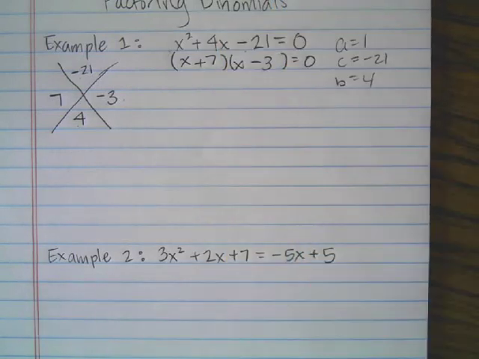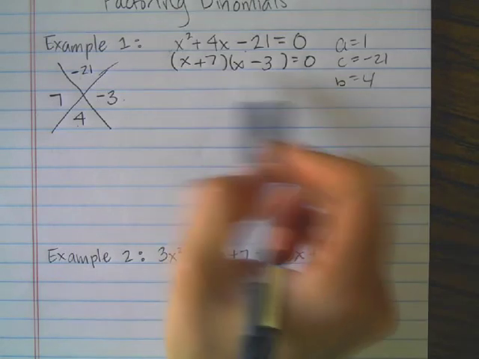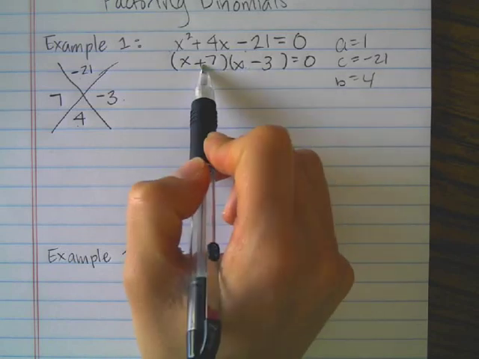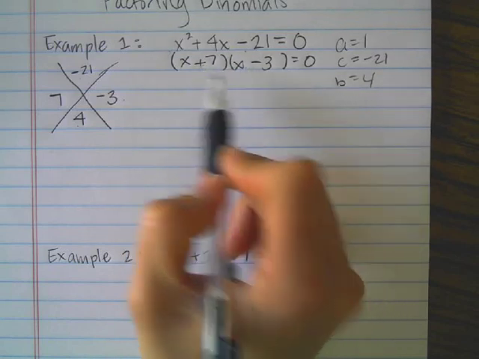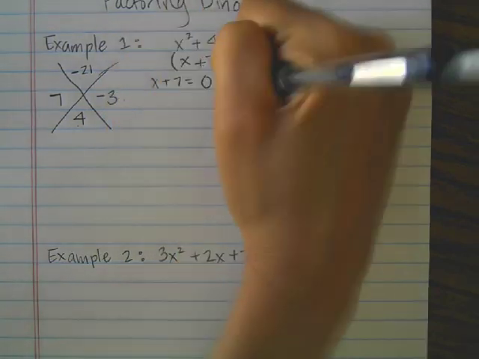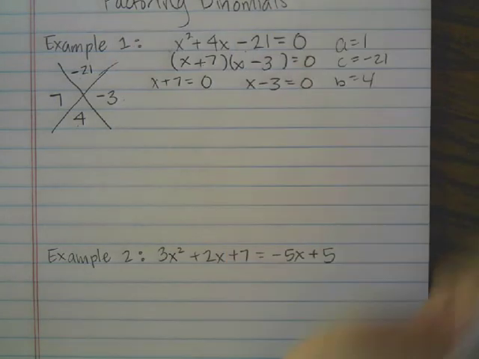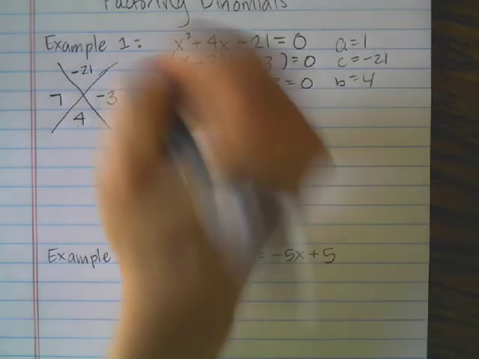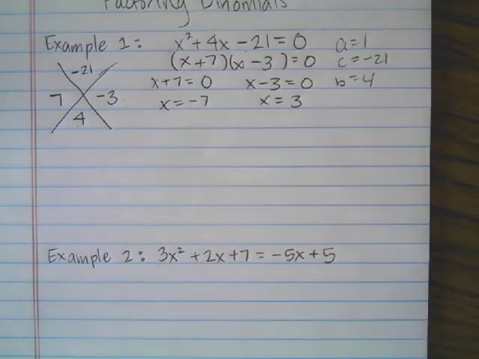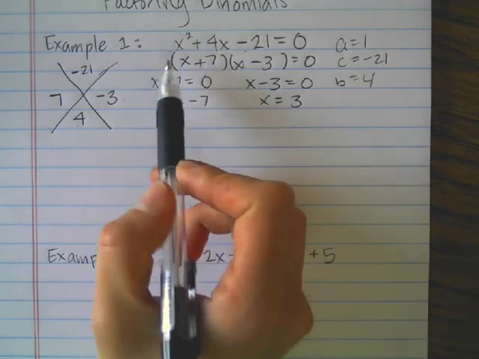It's factored for you. To solve it, you set each one of these things equal to 0, because if you have two things that are multiplied, either this one's going to be 0, or this whole thing's going to be 0, or they can both be 0. So we say X plus 7 equals 0, X minus 3 equals 0, and then we solve, so we get X equals negative 7 or X equals 3. So if we have no leading coefficient, or the leading coefficient is 1, it's really easy.